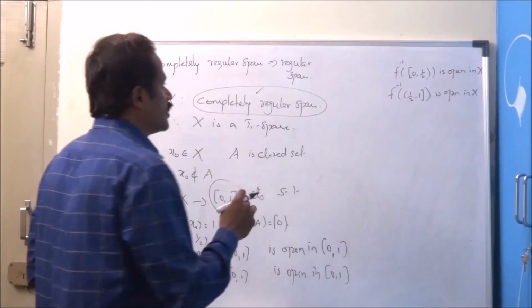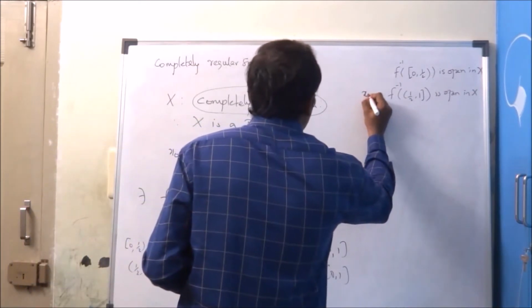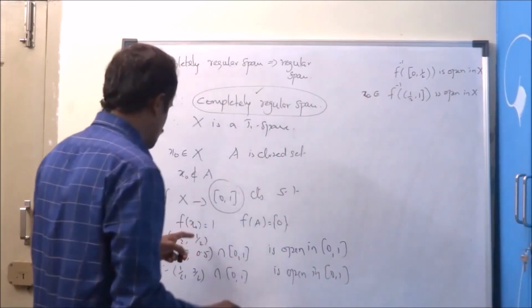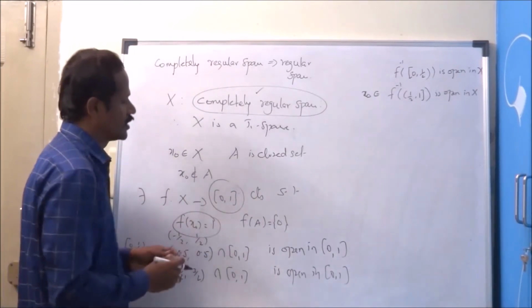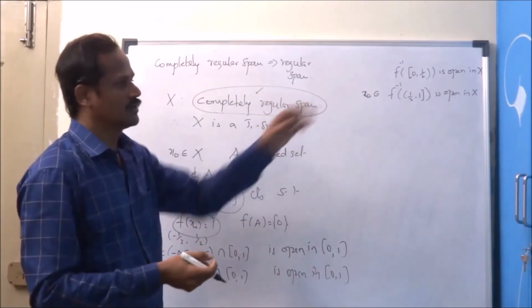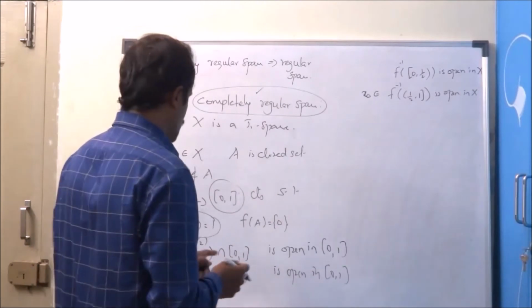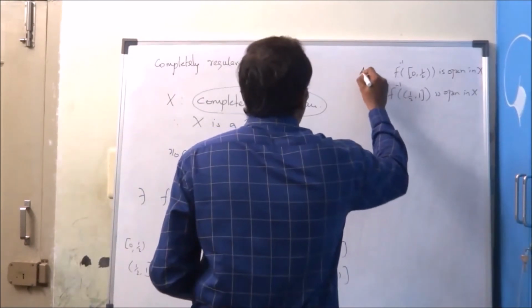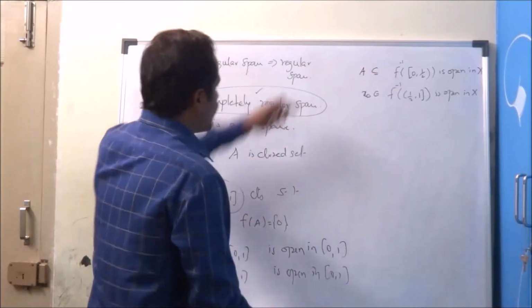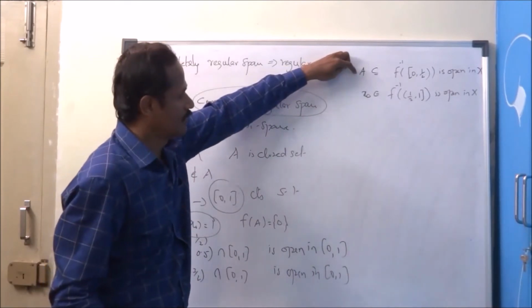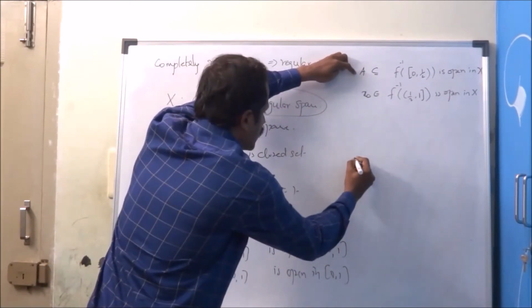It is obvious that x naught is a point of this set because f of x naught is 1. Therefore, x naught belongs to f inverse of this set. And A is a subset of this one because if you take any point of A, say s is any point of A, then f of s is 0.